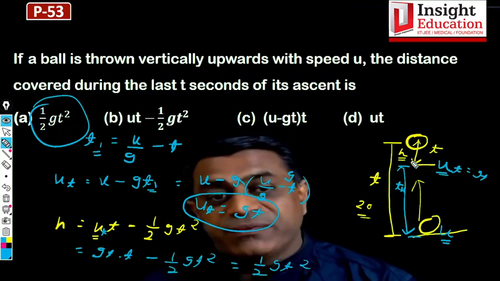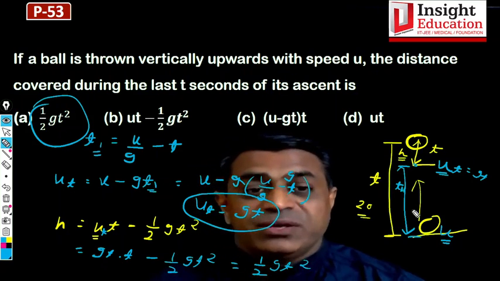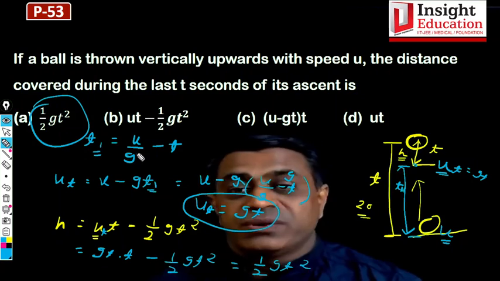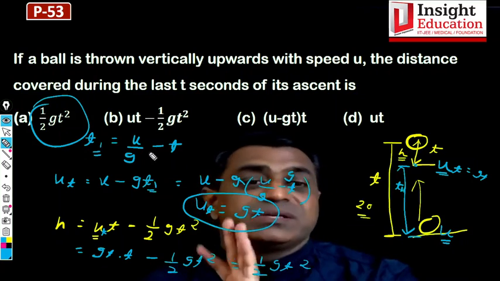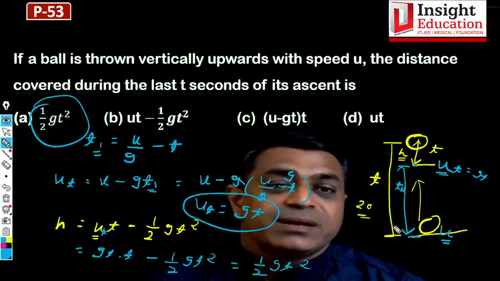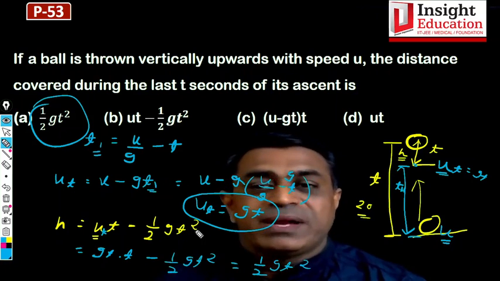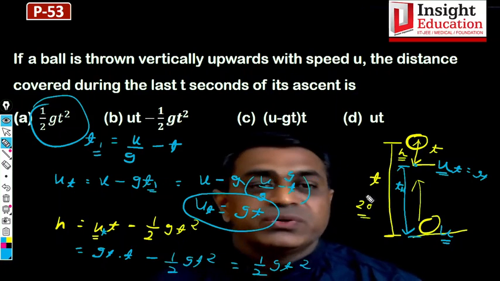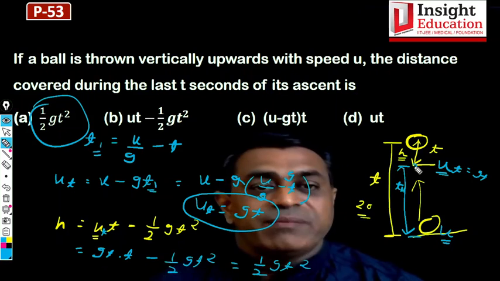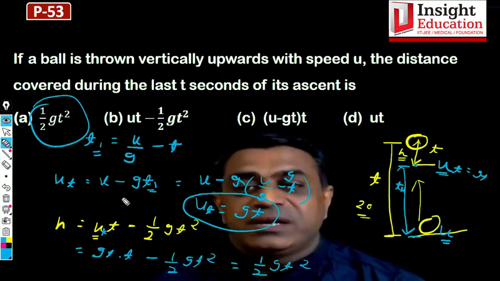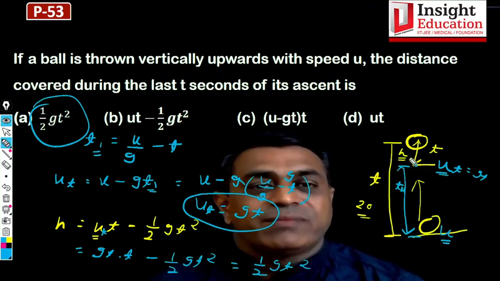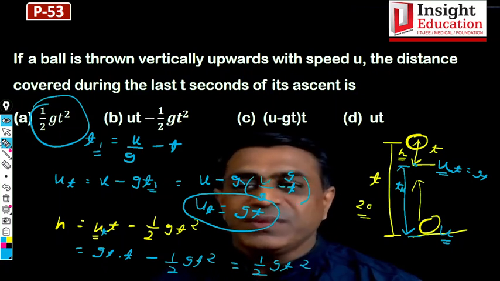Whenever such a situation is there, you can use this concept. In the exam you can find a simple solution. Here you can use the formula ut minus 1 half gt square. You don't know u, so find out u, so v minus gt. And then t1 is not given, so find out the total time minus this time.